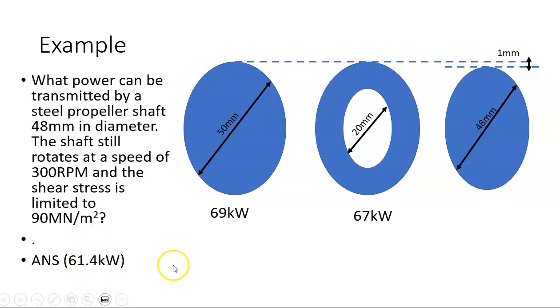And if the answer turns out to be 61.4 kilowatts, we can see that taking this 1 millimeter off the outside of the diameter of the shaft has a lot more impact than taking 20 millimeters from the center of the shaft. In other words, this shaft here with 20 millimeters out of it can transmit 67 kilowatts, while this one with 1 millimeter taken off the radius can only transmit 61.4 if this turns out to be the answer. Okay, so let's check the answer anyway.